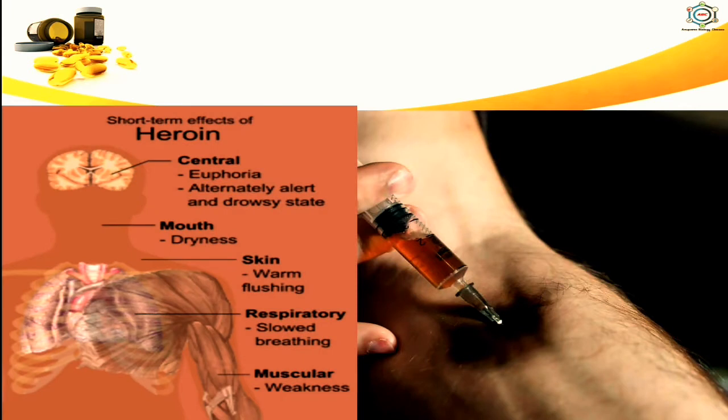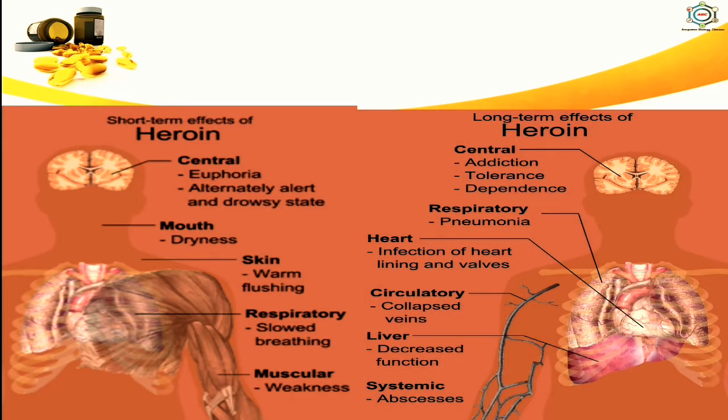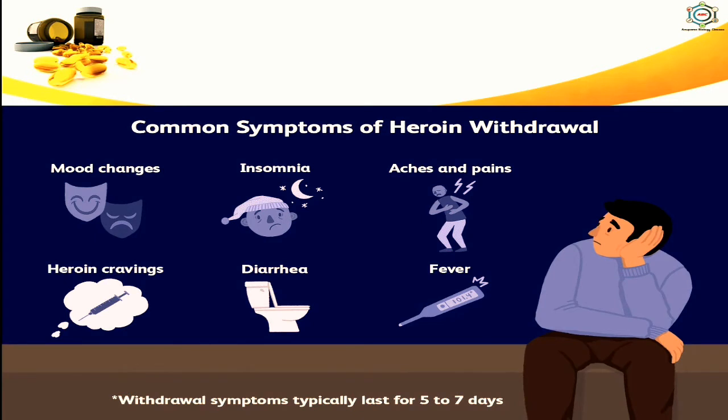Now, here you can see that short-term effects of heroin are euphoria, alternately alert and drowsy state, dryness, warm flushing, slowed breathing, weakness, etc. And the long-term effects are addiction, tolerance, dependence, pneumonia, infection of the heart lining and valves, collapsed veins, decreased function of the liver, and abscesses. So these are the short-term and long-term effects of heroin. Now, common symptoms of heroin withdrawal are mood changes, insomnia, aches and pains, heroin craving, diarrhea, fever, etc. Withdrawal symptoms typically last for 5 to 7 days.